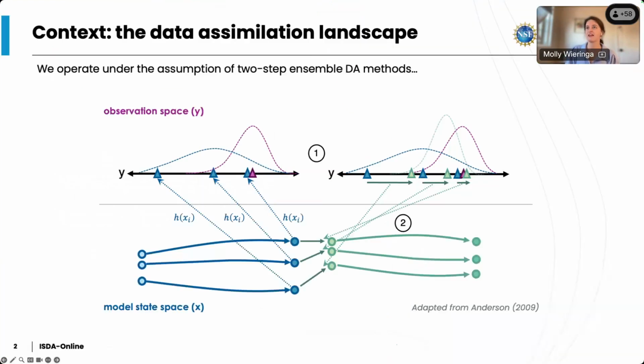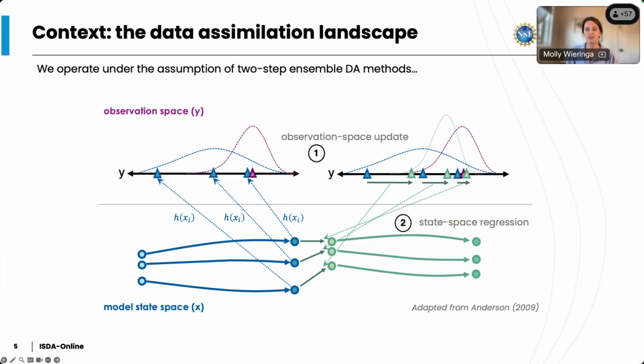But first, I want to establish that we're going to operate under the assumption of a two-step ensemble data assimilation framework for the rest of this talk. If you're unfamiliar, this is an approach that splits the data assimilation update cycle into first an observation space step, in which the ensemble estimates of an observed quantity, shown in this schematic as blue triangles, are updated via a comparison to the observation, which is shown as a purple triangle. That is then followed by a state space update, in which each quantity in the model state is updated via a linear regression of the observation increments shown in the green arrows that were calculated in the first step.